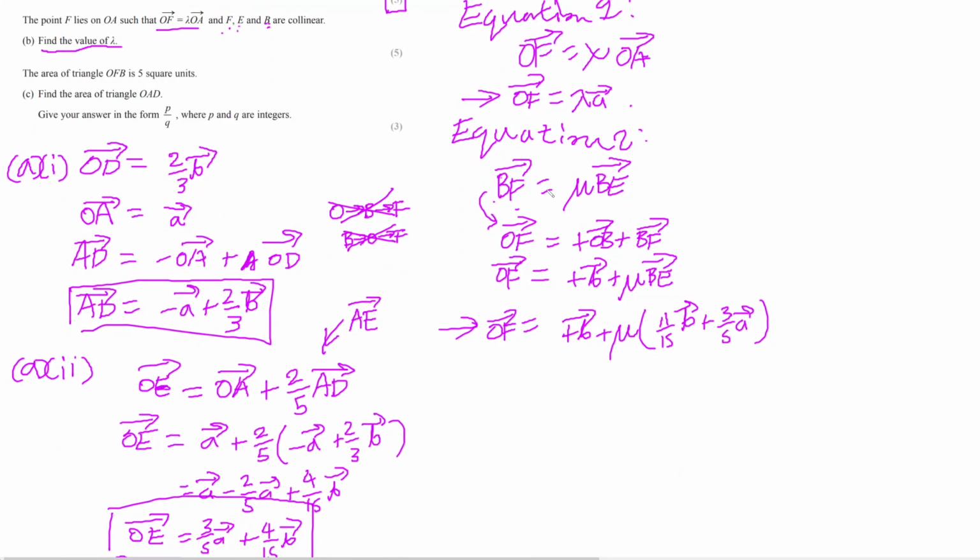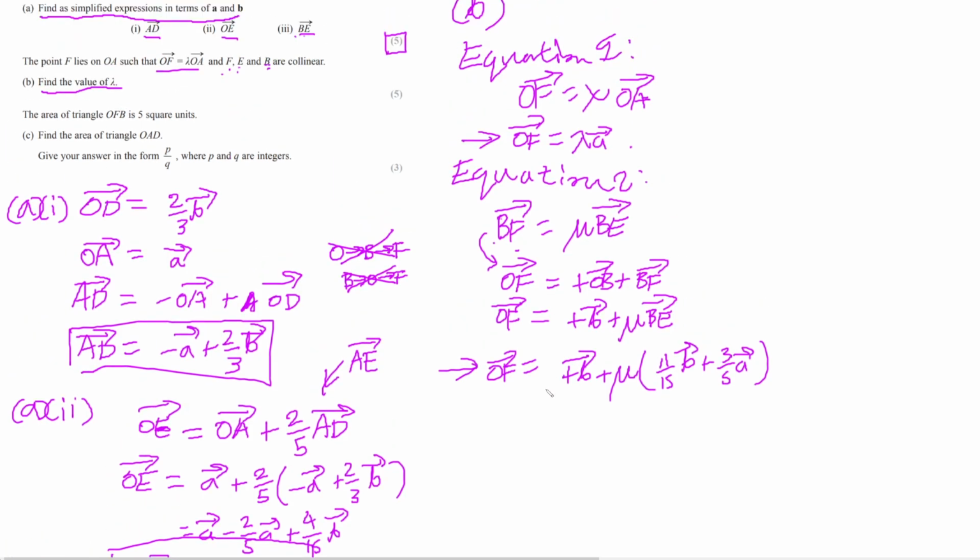You find these two expressions for OF in different terms, and then you use the fact that there is a unique vector in terms of A and B that represents every vector to construct two equations. So again, that's a bit of an abstract thing that I'm saying, but I'm going to explain to you what I mean in a moment.